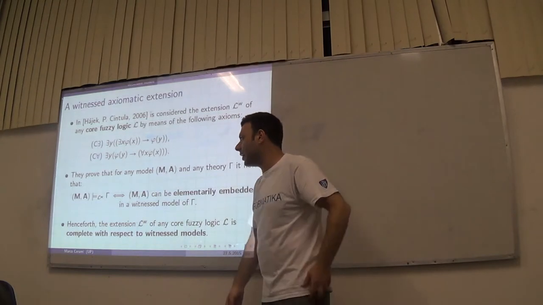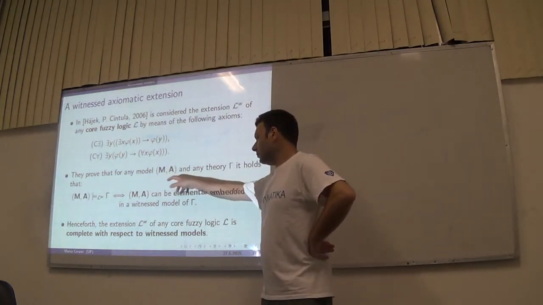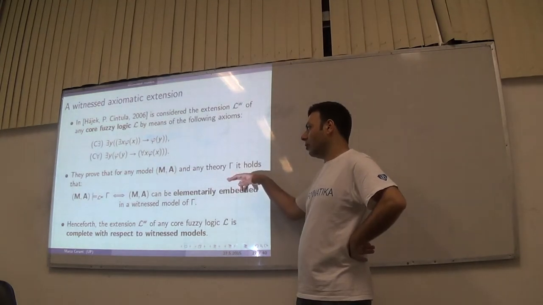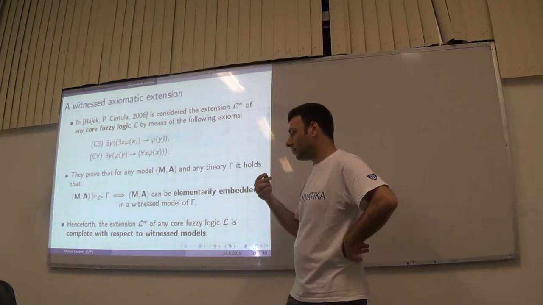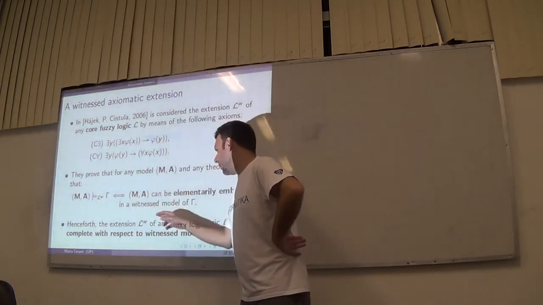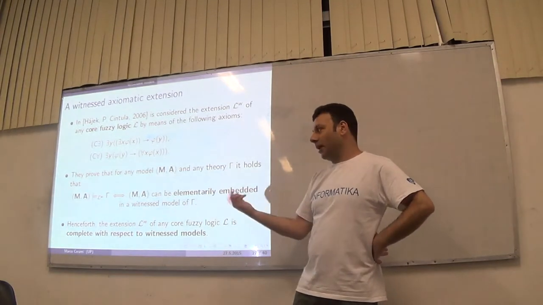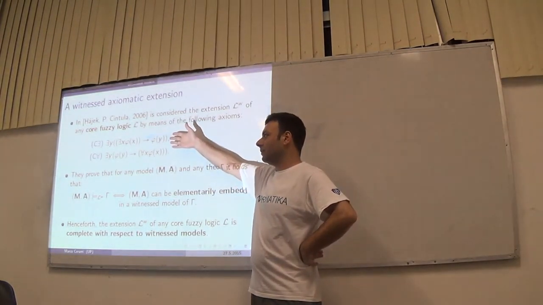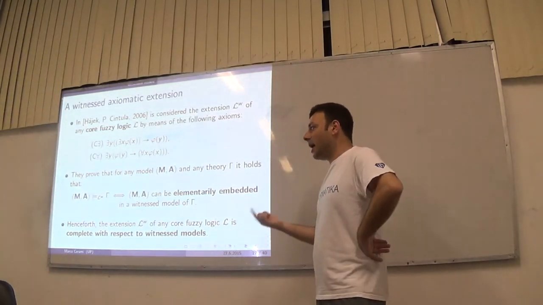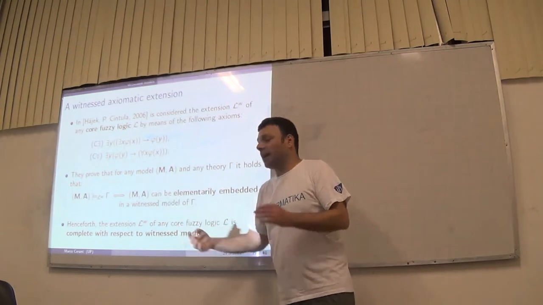Intuitively, this is what the axioms are saying. What they prove is that for any model and any set of formulas gamma, if the model satisfies gamma, then this model can be elementarily embedded in a witnessed model of gamma. Note that there are counterexamples, I have not reported them, that say that even though a structure, a model, satisfies these axioms, it does not mean that it's witnessed, because it cannot be witnessed. But what they prove is that there exists a witnessed model in which this structure can be elementarily embedded.